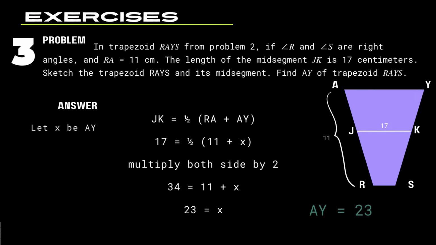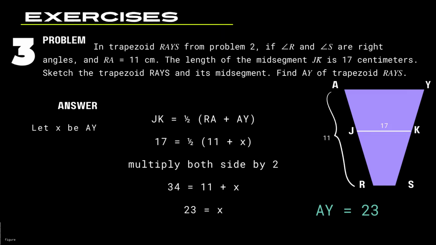And so head to our next problem. We have here in the same trapezoid RAYS, if angle R and angle S are right angles and RA is equal to 11 centimeters, the length of the midsegment JK is 17 centimeters. Sketch the trapezoid RAYS and its midsegment, and then find AY of trapezoid RAYS. Okay, to answer, we first of course sketch, and you can see that on your screen.